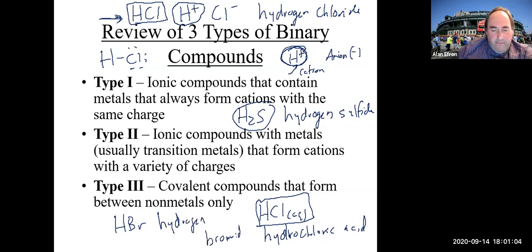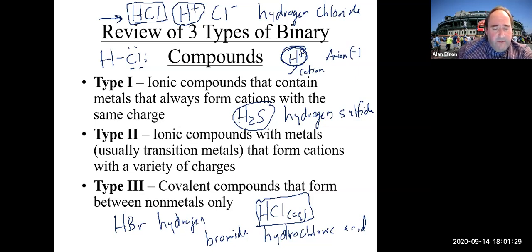So almost treated just like a type 1 sort of compound, and that's how it usually is treated when you have that H that comes first. So here's the review of those three different types of naming that we talked about. Type 1, again, metal, non-metal, metal important, going to have a fixed charge, so no Roman numeral needed, whole name of metal, IDE on the non-metal.